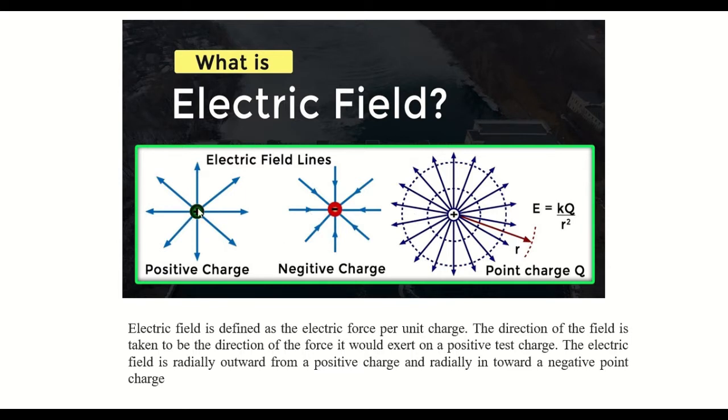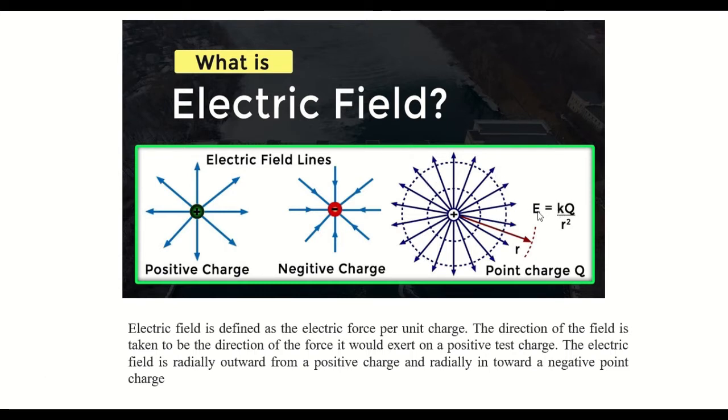If it is a positive charge, then the direction will always be outward. If it is a negative charge, then the direction will be inward. So it will be either outward or inward. The direction of the field is taken to be the direction of the force it would exert on a positive test charge. The electric field is radially outward from a positive charge and radially inward toward a negative point charge.